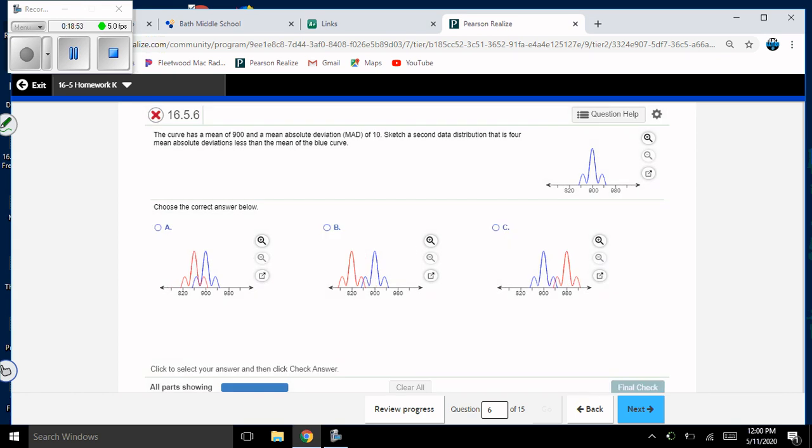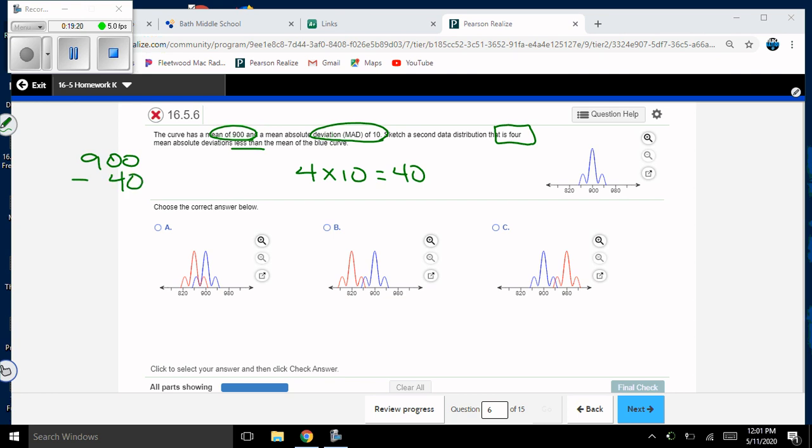So 900 is where our starting point is. We have a MAD of 10. We want a second one that is 4 MADs, mean absolute deviations, less than. So 4 times 10 is 40. If we're starting at 900, that means we want it to be at around 860?